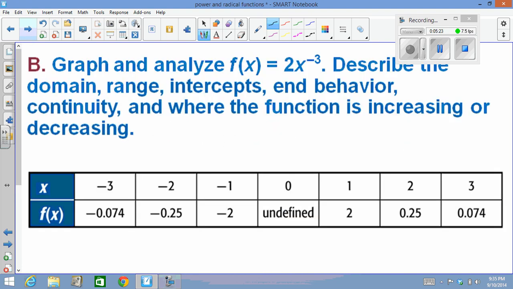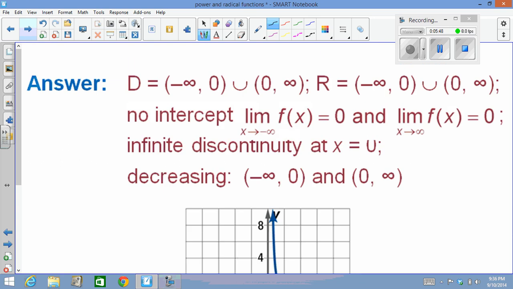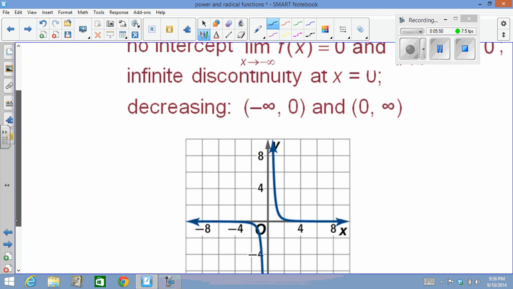So here's the same type of idea this time, except now I have 2 over x to the third. Since I have 2 over x to the third, again, wherever I would have a discontinuity is where the denominator is equal to 0. I still have my domain, range, intercepts, and end behavior. So I can still create a table, and the table will help us find our graph. So here is our graph.